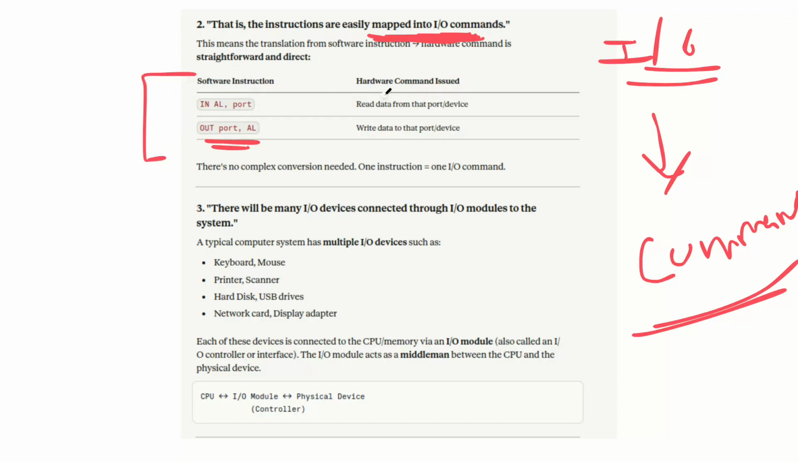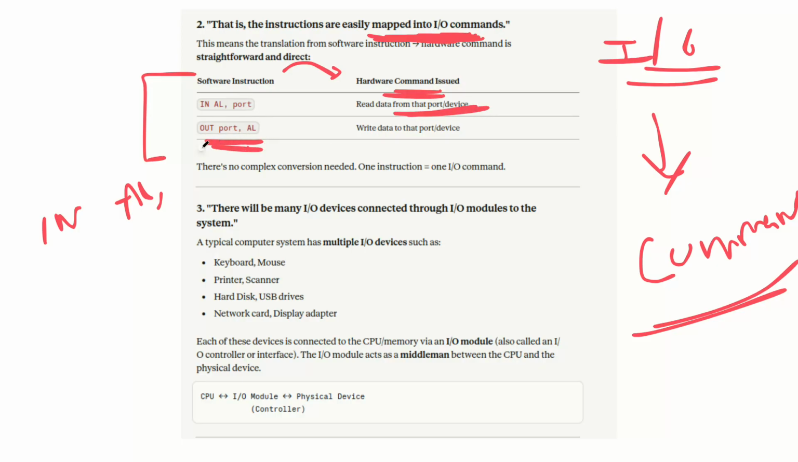Now the hardware command: this is the instruction that would be converted into a hardware command. How it is easily understood is like this: when it sees an instruction like this, meaning we are reading the data from the port, this hardware command would be given.